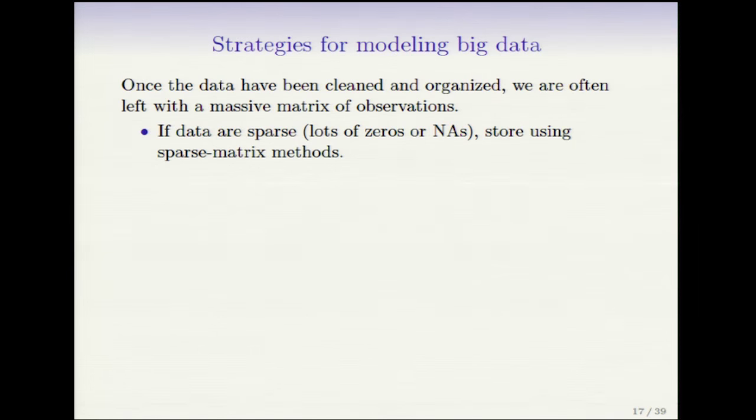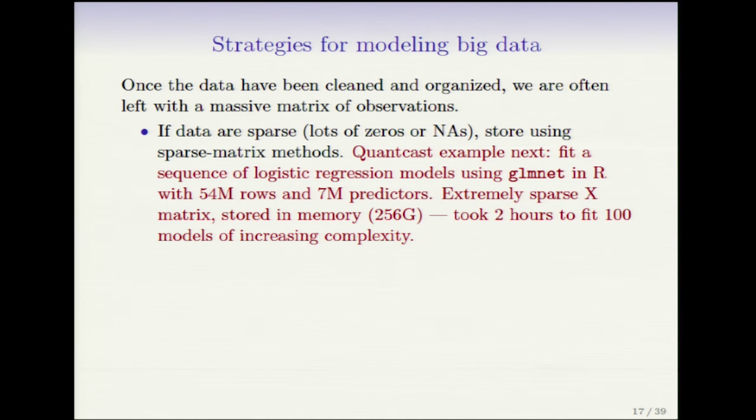Once the data have been cleaned and organized, we're often left with a massive matrix of observations. If the data are sparse, lots of zeros or missing values, we store using sparse matrix methods, which basically means you don't have to store the whole matrix with all the zeros. You just store the locations where it's non-zero and the value, and that can be a massive saving. So we make good use of that. I'm going to give you an example coming up soon. Quantcast is a company.